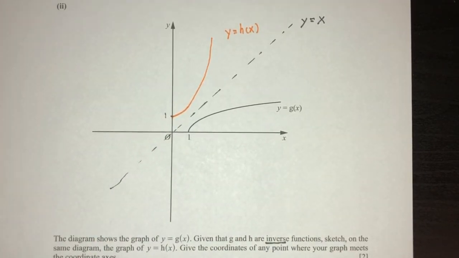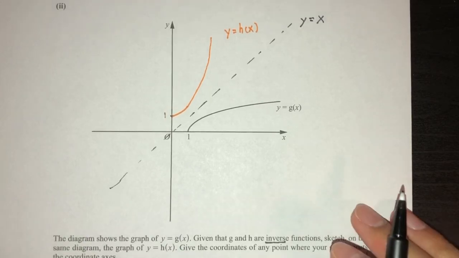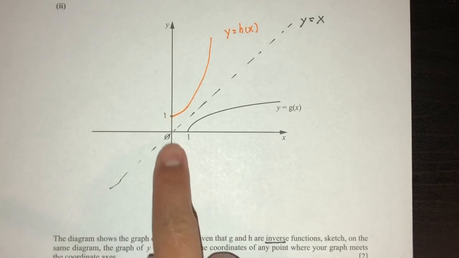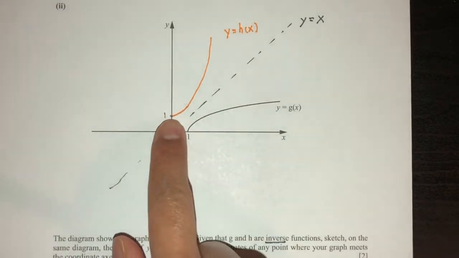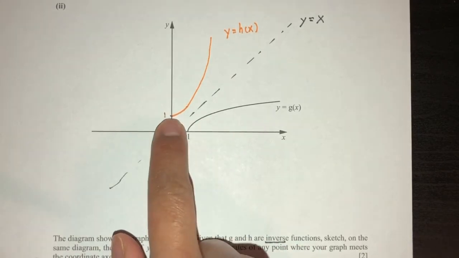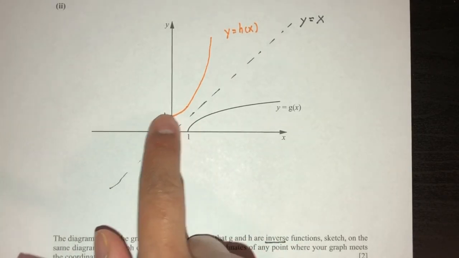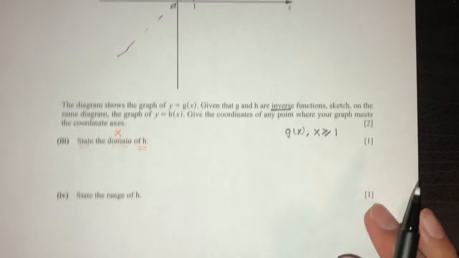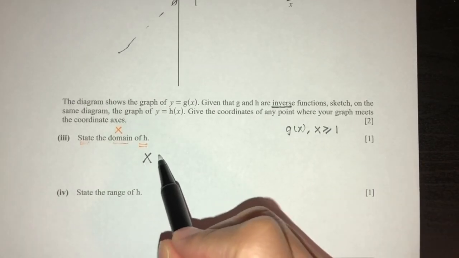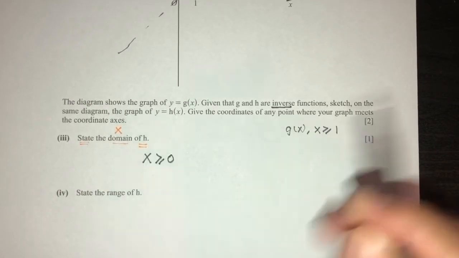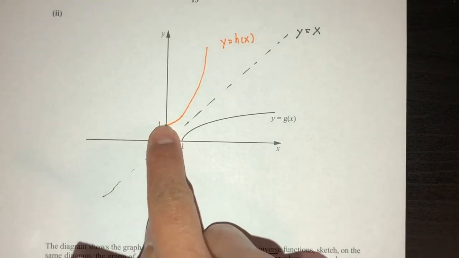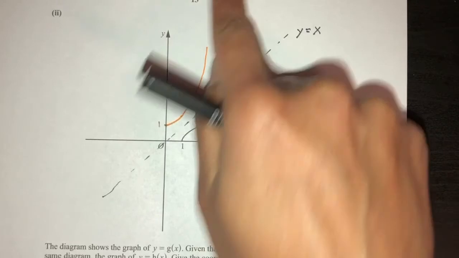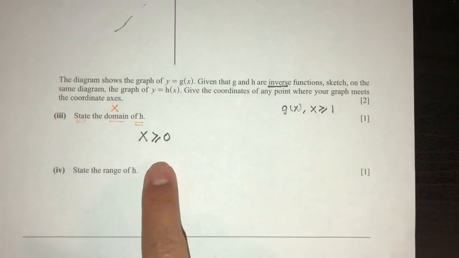Now moving on to the next question. We have to find the domain of h. Domain means the x values. So what are the x values of h? So h is here. You can see x values, it is more or equal to 0, but it keeps going on. As you can see here by observation, x for h has to be more or equal to 0, because you can see it starts at x equal to 0 and then it keeps going on and on and on. That's why you will write this.